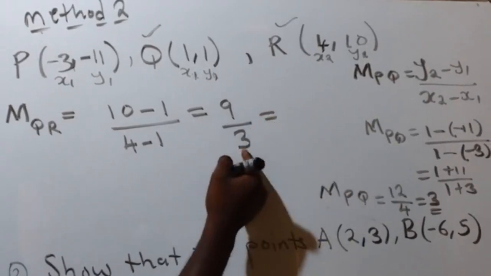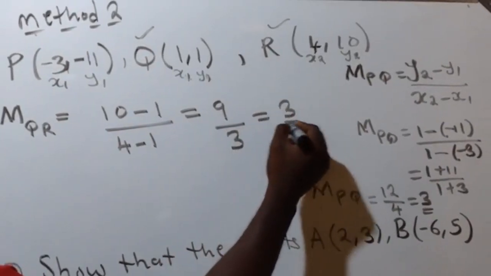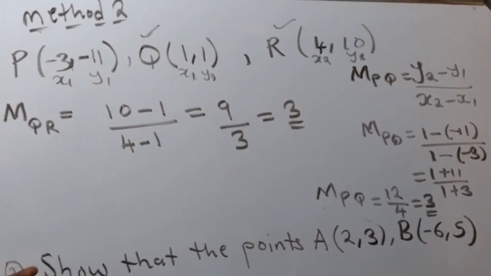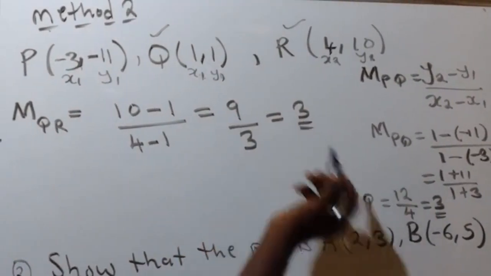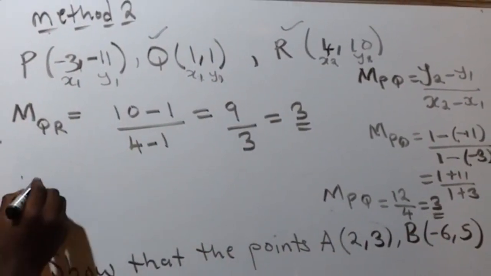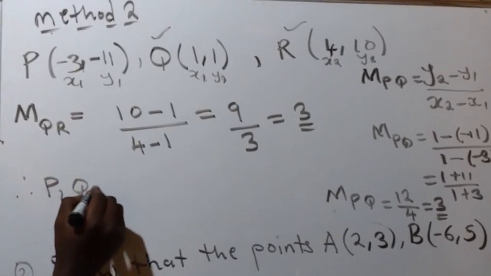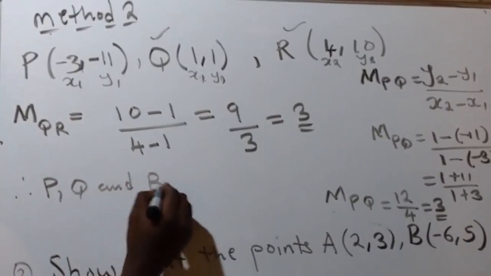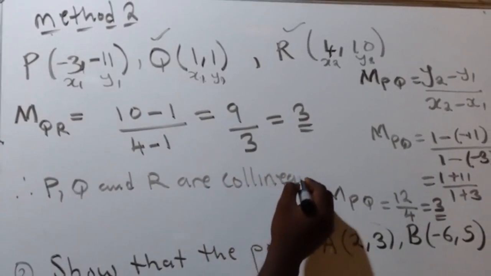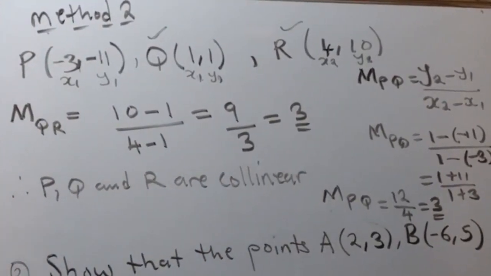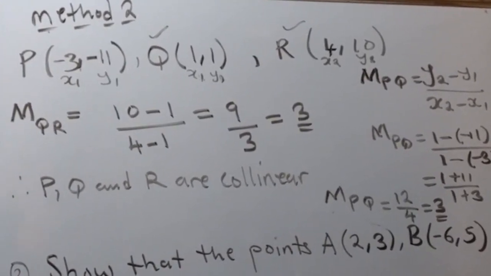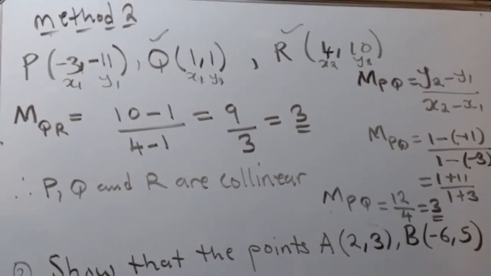So 3 into 9 will give us 3. Yes, we can see the gradient of QR is also the same. We have gotten 3, and here the gradient of PQ was what? 3. Therefore, P, Q and R are collinear. Okay? The points P, Q and R are collinear because they are giving us the same what? Gradient. So this is how we can answer the first question there.